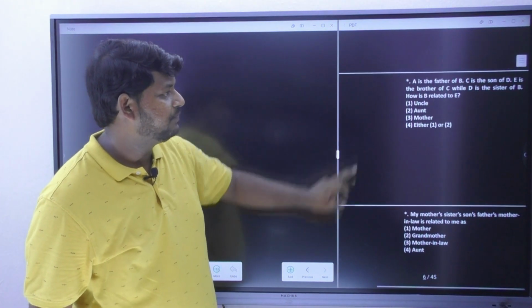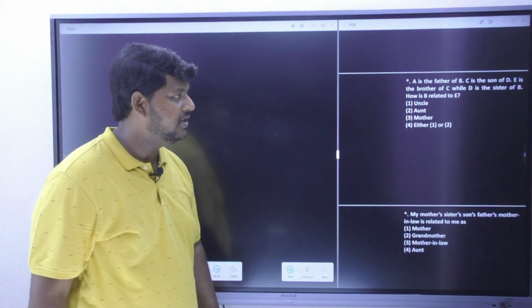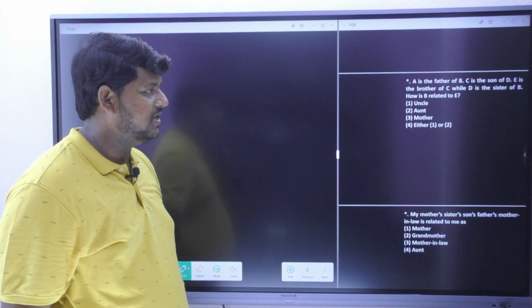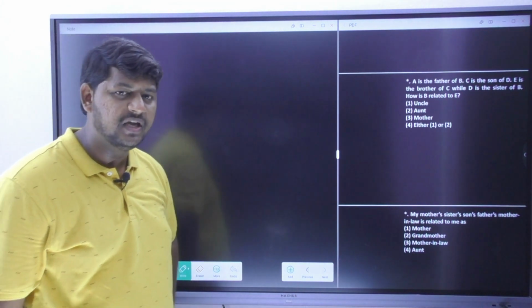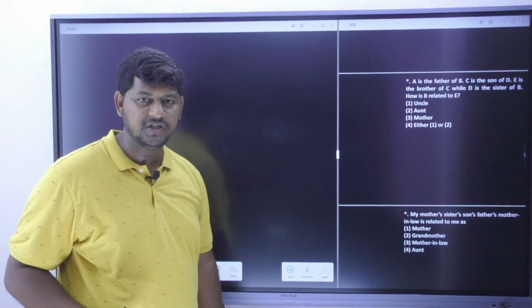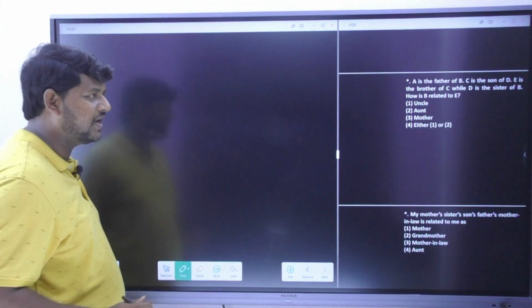A is the father of B. C is the son of D. E is the brother of C, while D is the sister of B. How is B related to E? Now this is a small paragraph question. Based on the paragraph also you are going to see some questions. Now they are very simple.